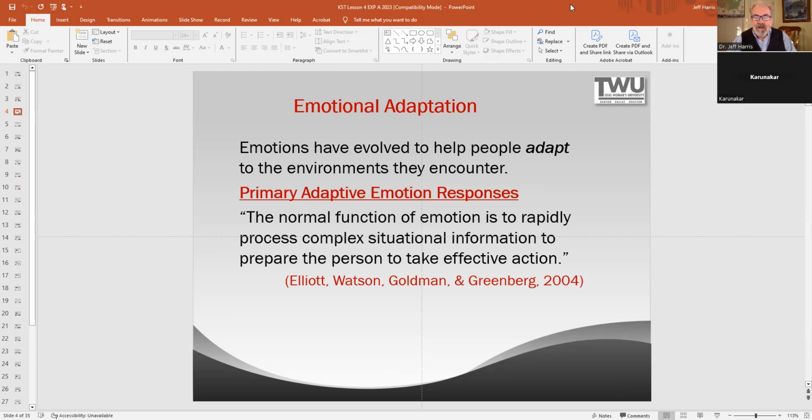So here's a quote from one of the books on emotion-focused therapy. The normal function of emotion is to rapidly process complex situational information to prepare the person to take effective action. So emotions are usually faster than cognition, and they're often to help you prepare for action. And so that preparation for action is often called the action potential. So we can see that most easily with anger and fear. So that's fight or flight. So anger helps us get ready to fight when we need to defend ourselves. Fear might help us to flee to escape a dangerous situation.